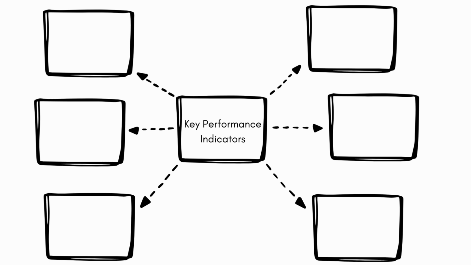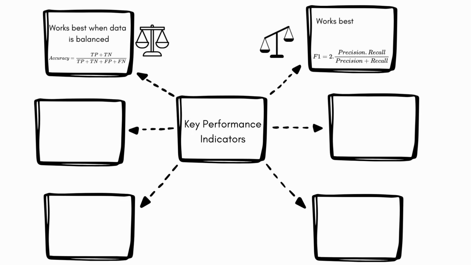Now let's understand the KPIs we use in classification. Accuracy. It is a fraction of correct predictions. It works very well with balanced data. Next is F1 score. It is a harmonic mean of precision and recall, given as 2 times precision into recall over precision plus recall. It is useful when classes are imbalanced.